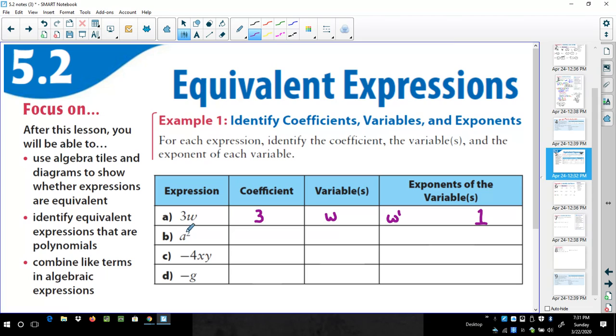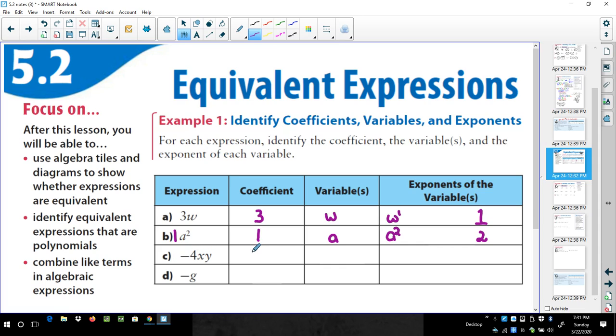Next we have a squared. A squared is the same as 1 times a squared, so our coefficient is a 1. Our variable is an a, and it says a squared, so the value of the exponent is 2.